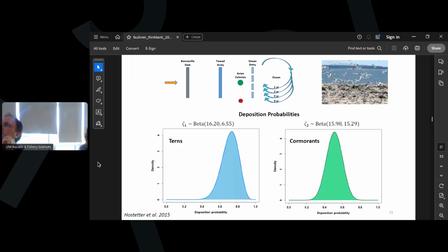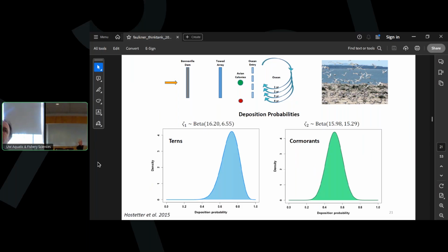Okay. Yeah, and this goes back to the colonies. The slides are probably out of order a little bit. So this comes from Hostetter et al. 2015. They published some parameterization for priors for deposition probability, one for the terns and one for the cormorants. Terns are more likely to deposit on a colony. The cormorants and gulls are much less likely, but there aren't gull colonies in the estuary, so we don't have to worry about that here. So this is, given you caught it and ate it, what's the probability it ends up at the colony?